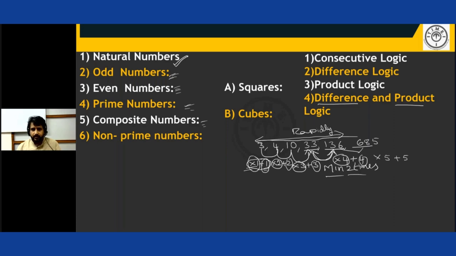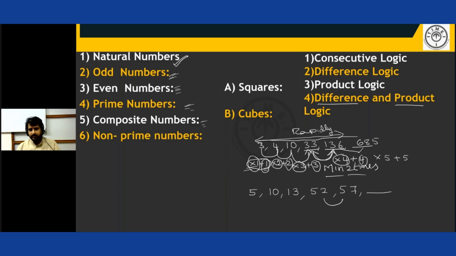There is one more model, difference and product applied alternately. Let me give you that example. 5, 10, 13, 52, 57. What is the next number in the series? 5, 10, 13, 52, 57.